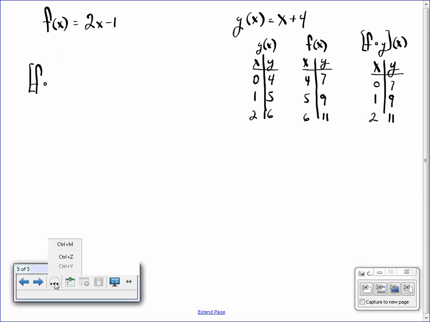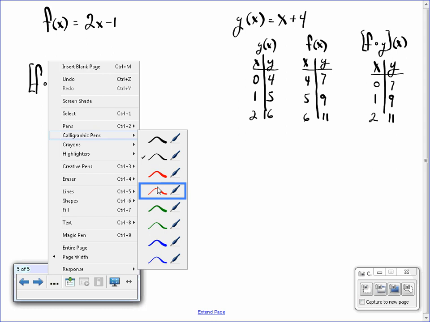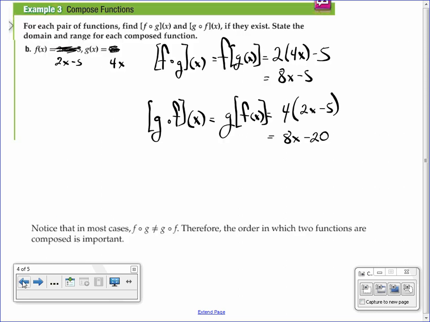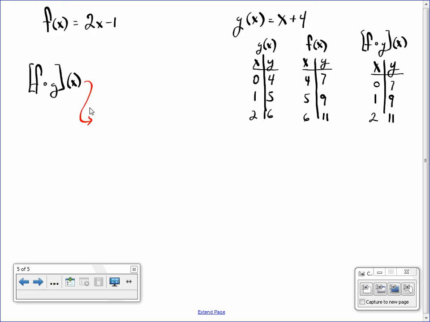Now, on the other hand, let's say that we did the composition instead with the functions rather than the numbers here. So let's go ahead and take a look just like we did in these previous problems right here. Okay, that means I'm going to be putting g into f. So that's going to be 2x, but in this case x is going to be x plus 4 minus 1, which will give us 2x plus 8 minus 1, which is 2x plus 7.